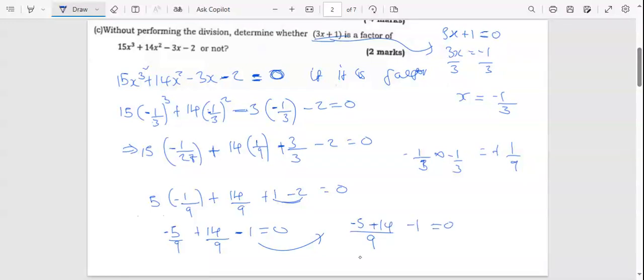Then it should give us 0. Then from there, what is that inside there? When you subtract 9, that is now 14 minus 5. What is that? So it will give you 9, right? So that will be 9 over 9. Then minus 1. So this is 1 again. So that will be 1 minus 1, which will give us 0.